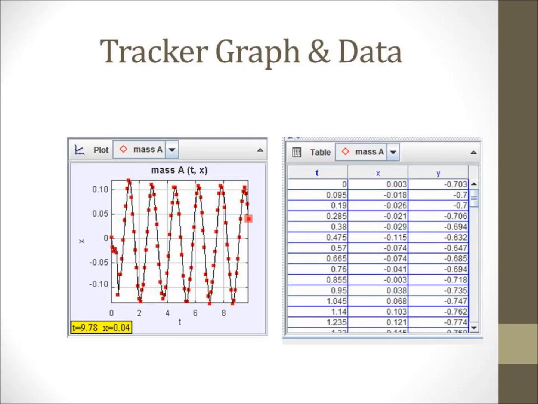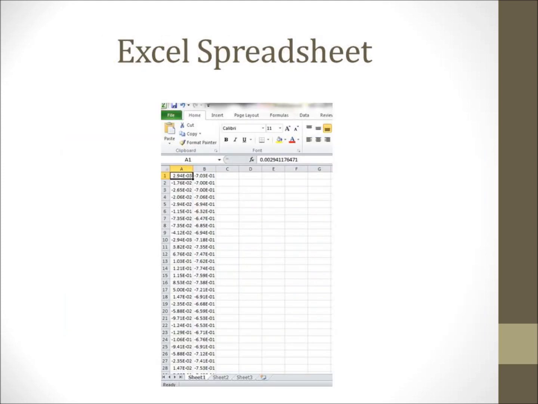From Tracker, I was able to obtain the x and y position versus time data and was able to calculate the initial conditions and interpret the graphical results to later compare it to the computational model. I then saved this data onto an Excel spreadsheet that would be used in my computational model later.